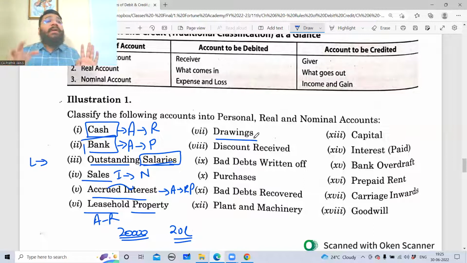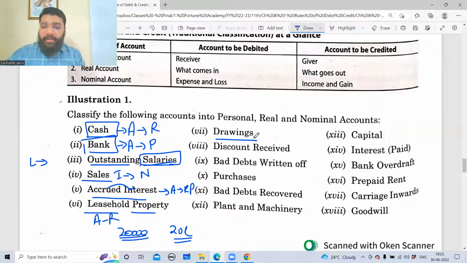So drawing has got the impact of reducing the capital. So if capital is belonging to liability, drawing will also belong to liability. So here the rule that you will follow is personal account. Debit the receiver, credit the giver.